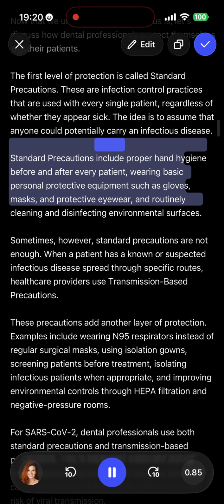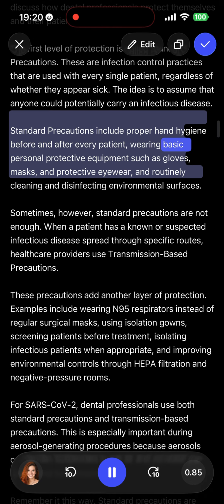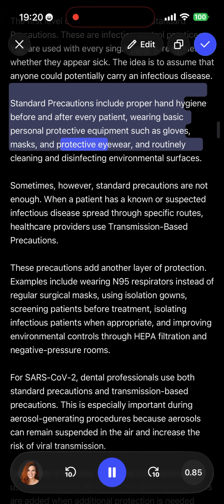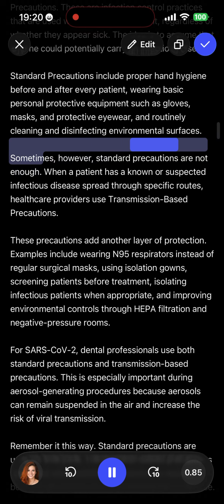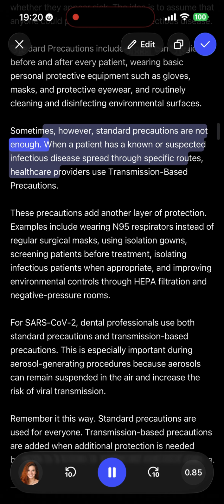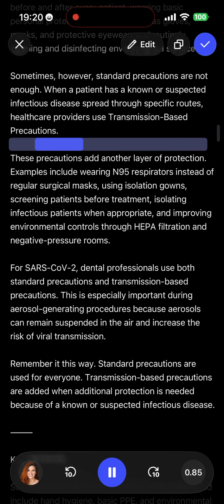Standard precautions include proper hand hygiene before and after every patient, wearing basic personal protective equipment such as gloves, masks, and protective eyewear, and routinely cleaning and disinfecting environmental surfaces. Sometimes, however, standard precautions are not enough. When a patient has a known or suspected infectious disease spread through specific routes, healthcare providers use transmission-based precautions. These precautions add another layer of protection.